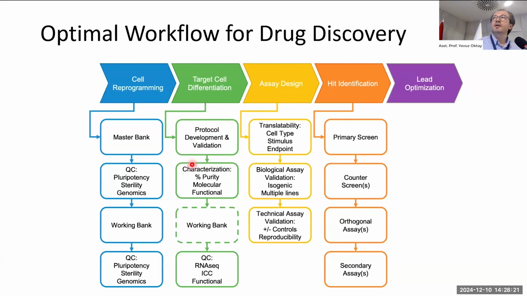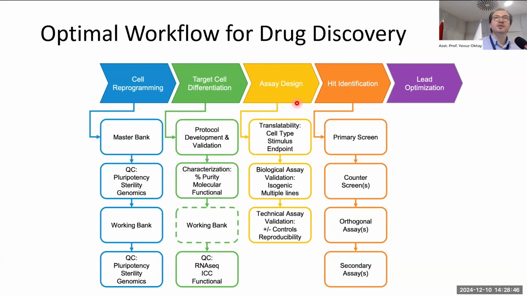And you must validate them. You must characterize them by percentage purity at molecular level, functional level. So these are all a lot of work, basically. And then you have another working bank, which you still need to further do quality control on by using different molecular and functional assays. Okay, next step is assay design.